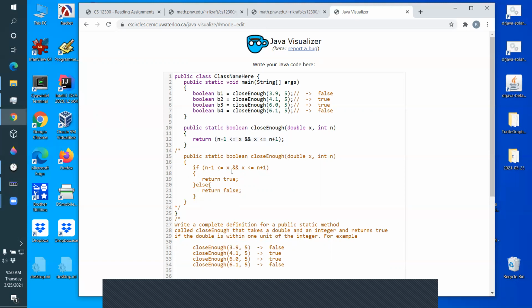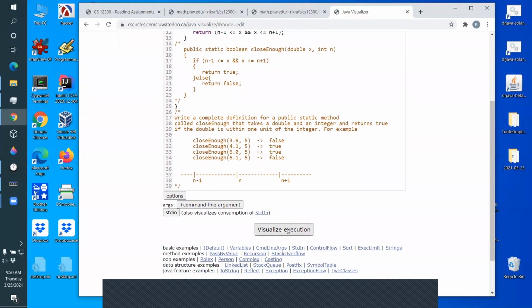Because essentially what you're doing is if this thing is true, you're returning true. That means that you're just returning this thing here. So if you see yourself writing something like this, think twice and say, can I make it simpler? Now let's check that this is still correct.